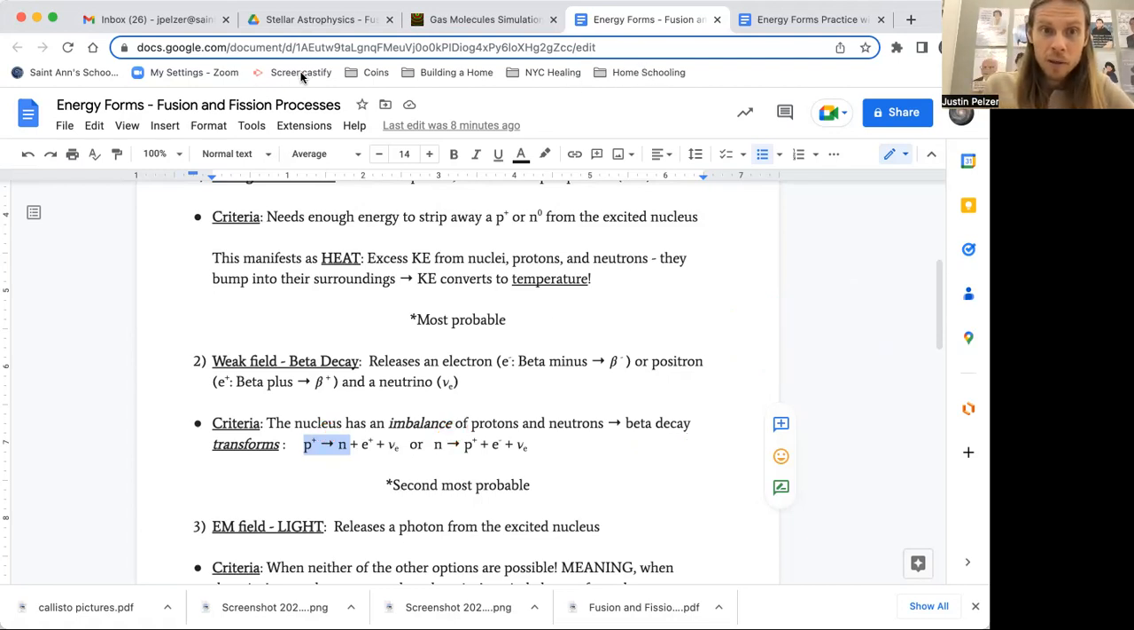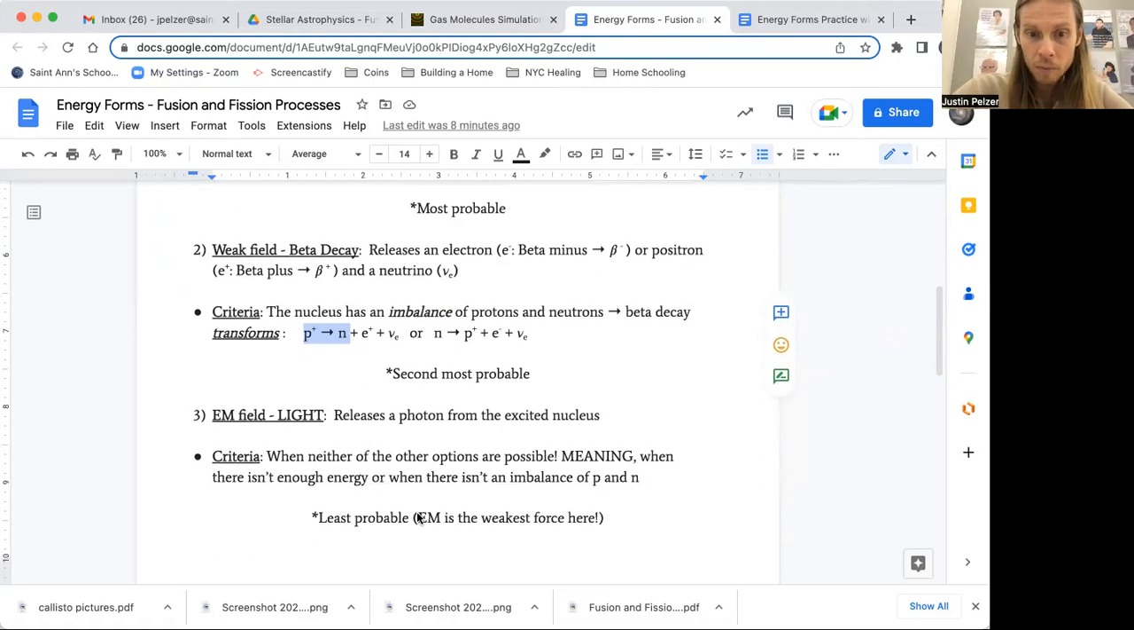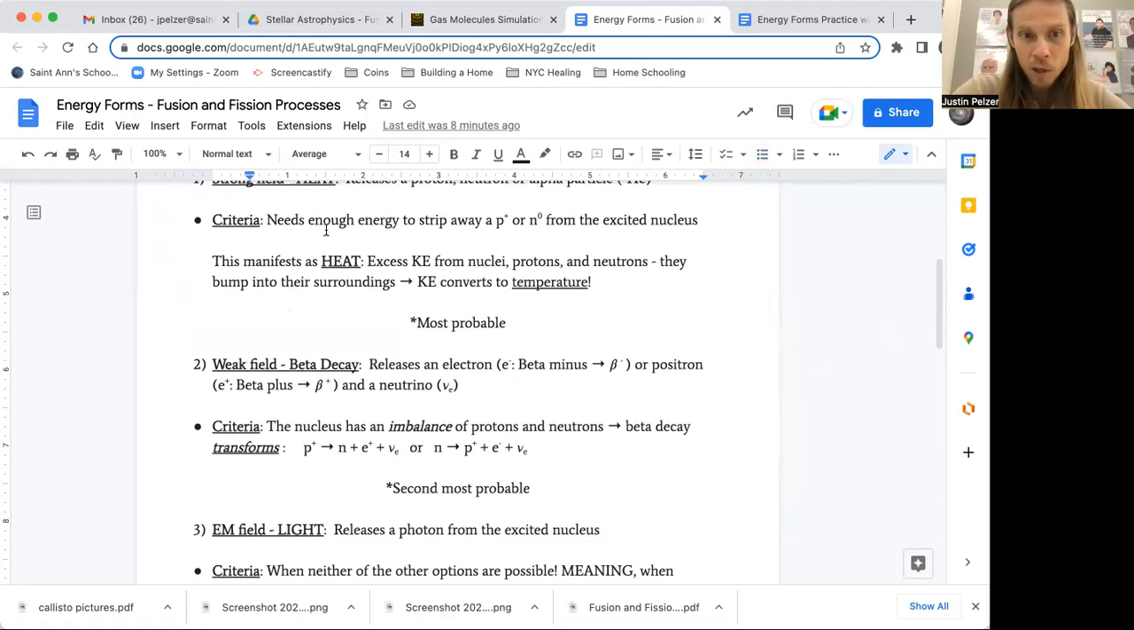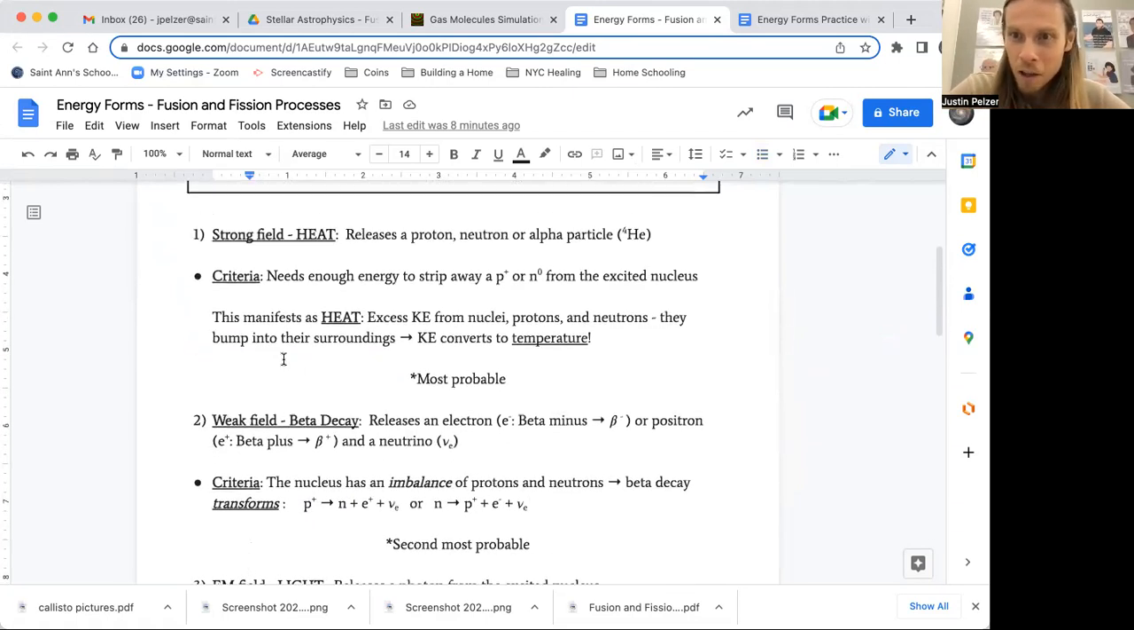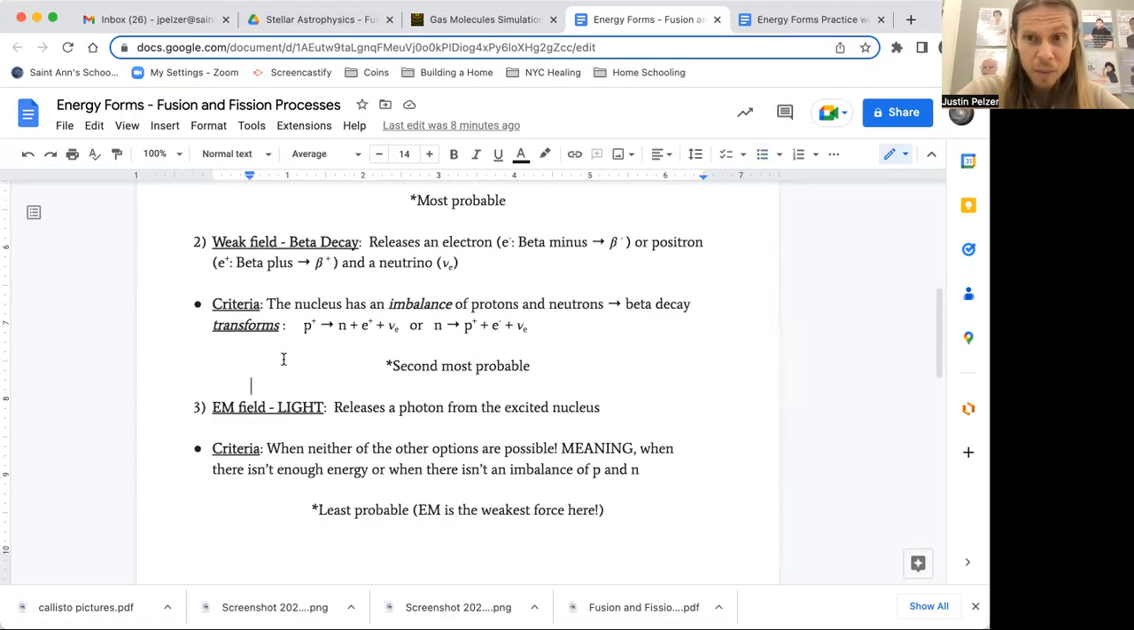The third possibility is that it goes into light. Now this is the least probable because EM is the weakest force. The weak force is stronger than the electromagnetic force, but it's much weaker than the strong force. So it's called the weak force because it's all relative, isn't it? But the electromagnetic force is actually the weakest of the three. And so the connections are a little weaker, so it's least probable, and it only happens when neither of the other options are possible.